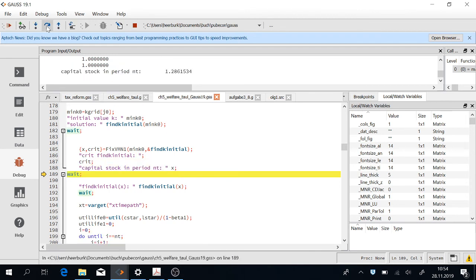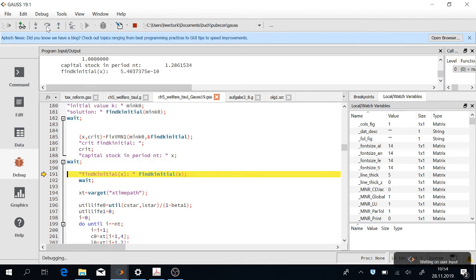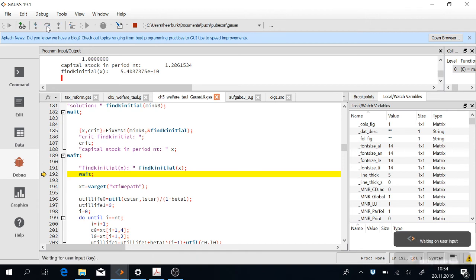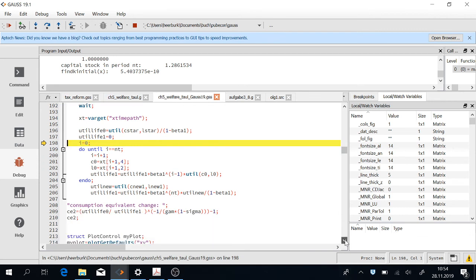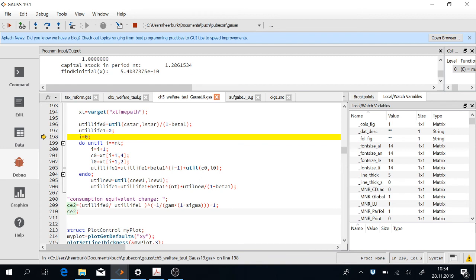And the capital stock in period 40, the solution is 1.286153. So we are done with the computation of the transition dynamics here. In the next 10 lines, we compute the consumption equivalent change that results from this. We have to compute lifetime utility for the old steady state and lifetime utility for the new steady state, and then we compute the consumption equivalent change delta, the percentage amount that we have to increase or decrease the old consumption profile, so the whole time path in the old steady state, to get the same utility.